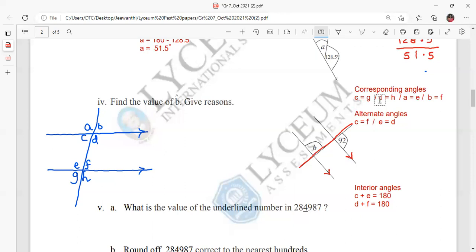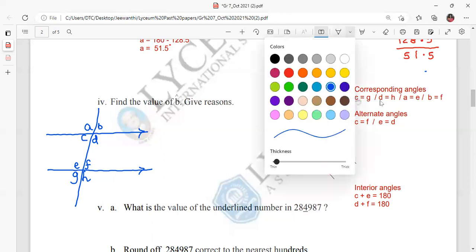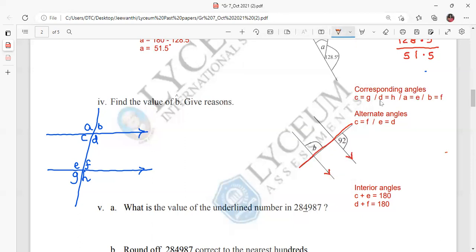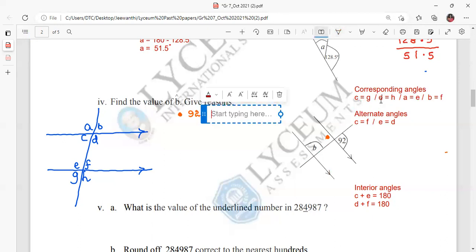Now, you just look at this. How do you identify this? I'll take a different color for this. Wait, yeah. So then if this is 92, right? Can you see? This orange color one is what? The orange color one should be 92. Why is that? What is the reason for that? Vertically opposite angles, right? That's the reason, right?